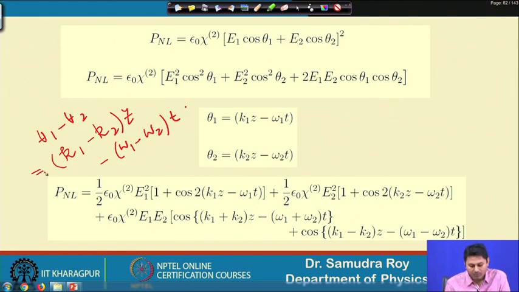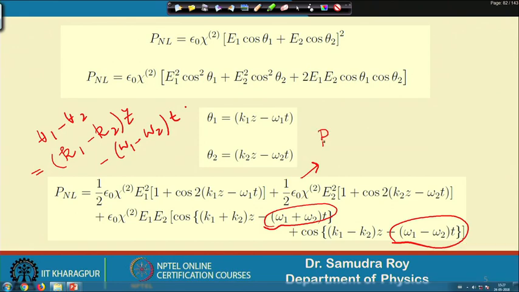So, in P nonlinear, I am now having one frequency component which is omega 1 plus omega 2, that is important. Another frequency is also there, which is omega 1 minus omega 2. So, if I now write how many frequency component terms are there in P, it is interesting. One is P 0, which is the 0 frequency component, like this first term and this term, which is the 0 frequency component.